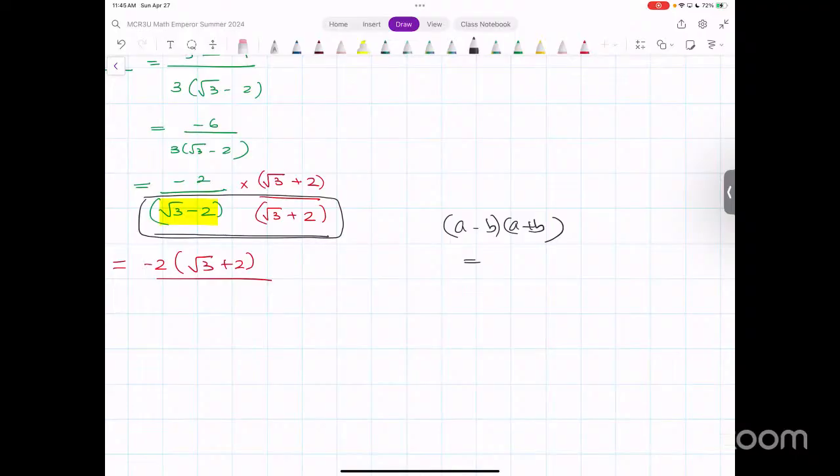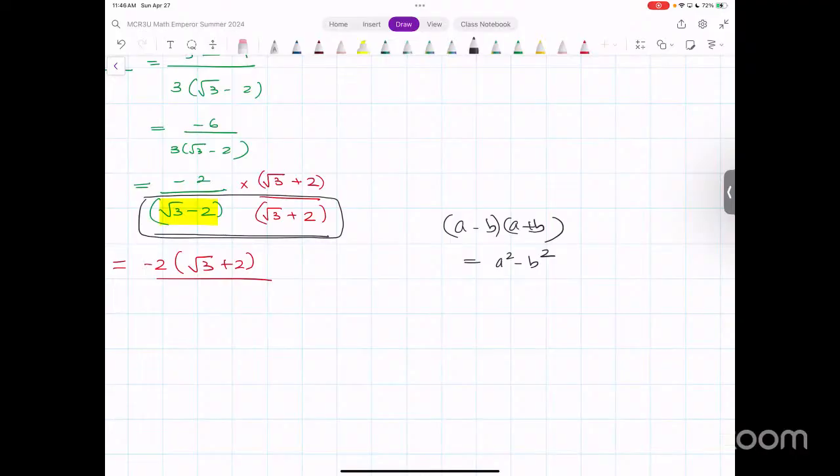A squared minus b squared. A squared minus b squared. You open it and then you expand it, that's what you did, sir? Why don't you guys remember that it's simply a squared minus b squared, difference of squares? Isn't it? Right?